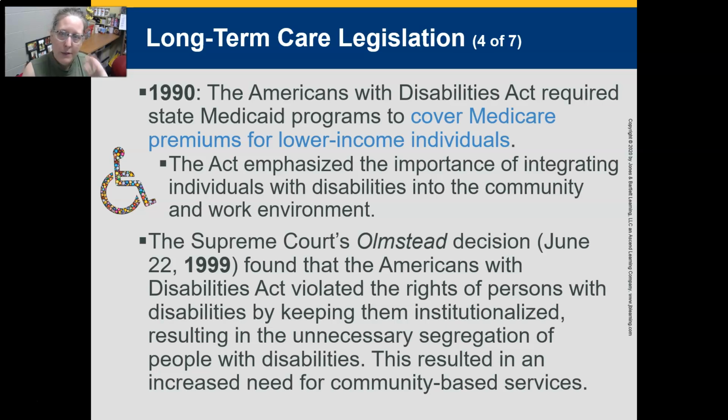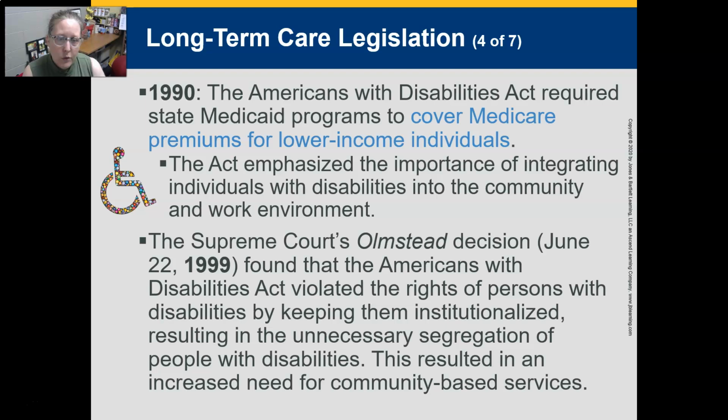Then nothing really happened until 1990 with the Americans with Disabilities Act, which required state Medicaid programs to cover Medicare premiums for lower income individuals. And so when we tackle this in the financing chapter, you'll see that the Medicare that's paid for by your paycheck, the withdrawal from your paycheck, is only hospitalization. So if you want the other parts, Part B or Part D or even Part C, there's a premium that's required that needs to be paid. This act emphasized the importance of integrating individuals with disabilities into the community and work environments.